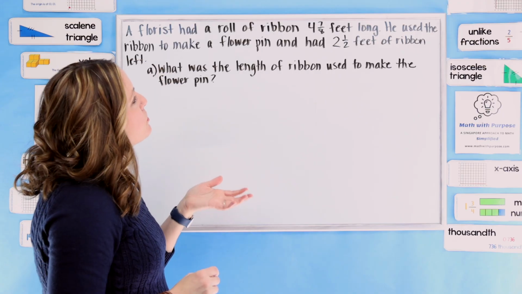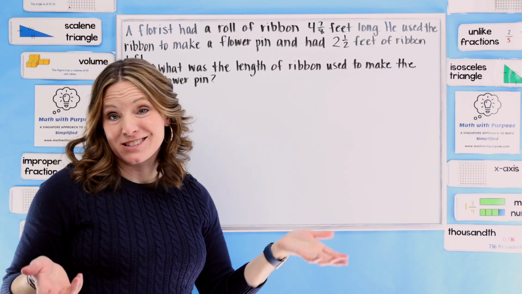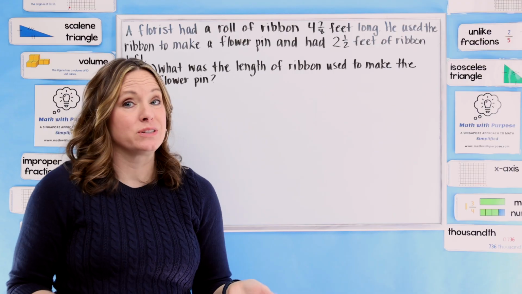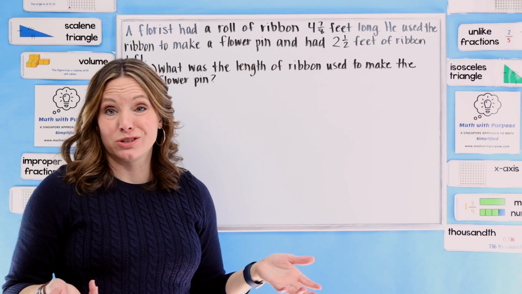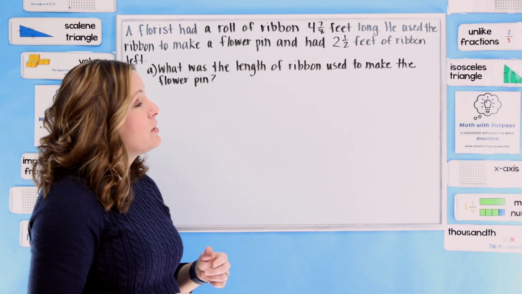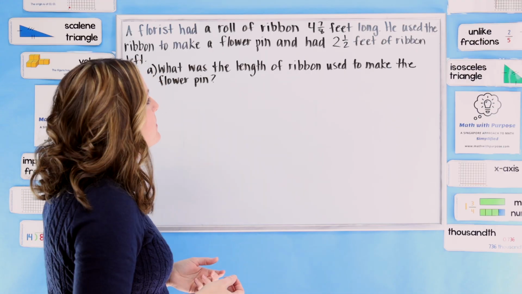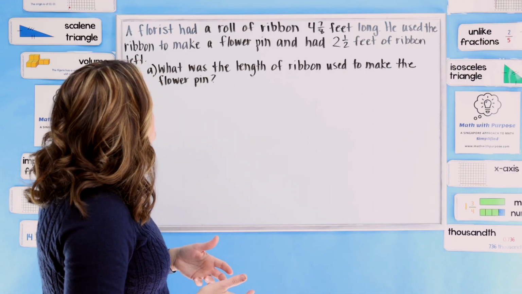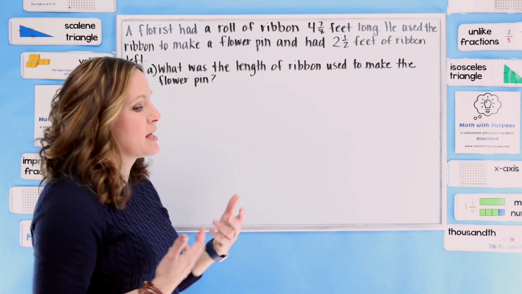So a florist had a roll of ribbon 4 7/8 feet long. Again, I like to stop after a period and kind of restate what's happening. So what do we know? We have a florist. And what is a florist doing? She's got a roll of ribbon. And we know that that roll of ribbon is 4 7/8 feet long, almost 5 feet, but not quite. He used the ribbon to make a flower pen and had 2.5 feet of ribbon left.